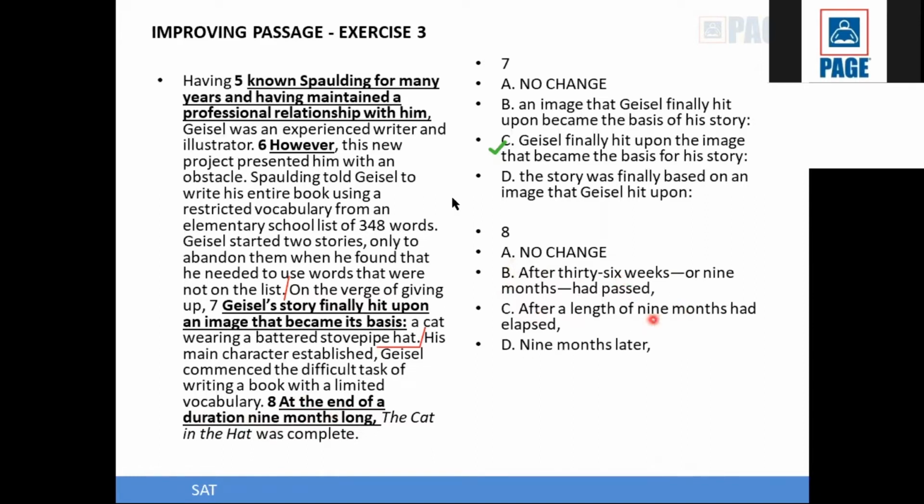We need to go for a crisp sentence. Which sentence is the crisp one? Wow, excellent. Whoever gave the answer, there is no confusion. This is the crisp sentence. Instead of writing "at the end of a duration 9 months long," you can say that 9 months later, The Cat in the Hat was completed. Okay, fine. That is good. So I think everyone got it. So we go to the next.